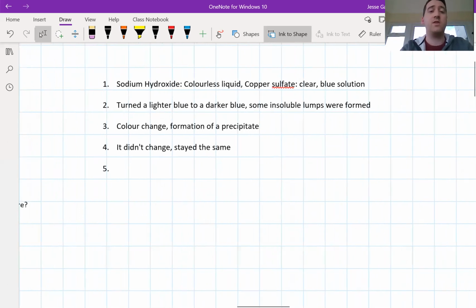The first thing was you had to describe the color. Sodium hydroxide, colorless liquid. Copper sulfate is a clear blue solution. That's how we would describe their appearance.